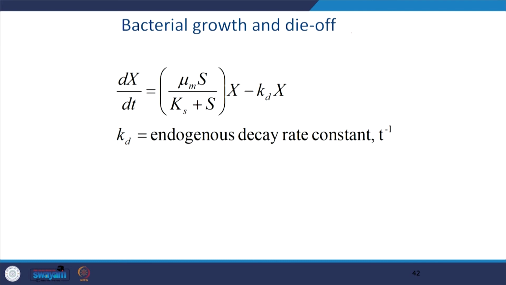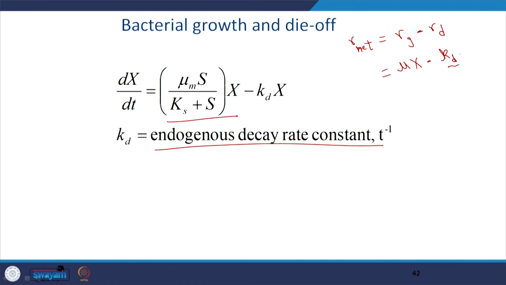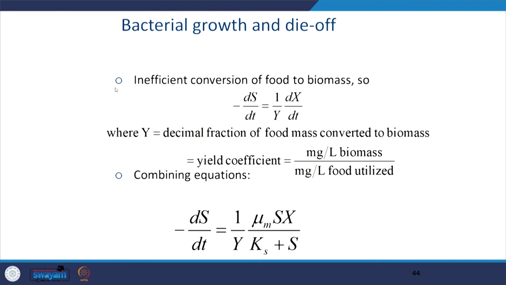So, for bacterial growth, as we saw, R net is going to depend upon the rate of growth of the bacteria and also the rate of decay or death of the bacteria. Here we already developed the equation for the rate of growth, which was equal to mu times x. Death will also have a rate constant, the endogenous decay rate constant, times the concentration. This is the R net, considering the bacterial growth and the death.